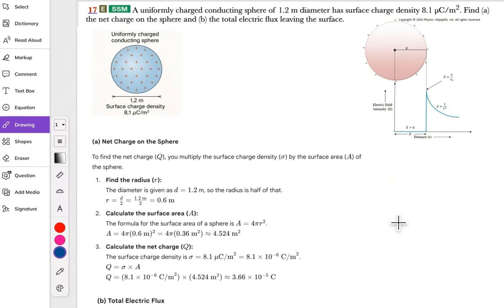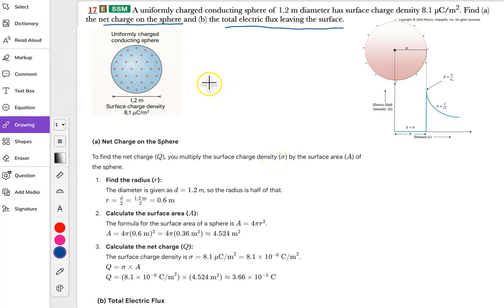This is a uniformly charged conducting sphere of 1.2 meters, so we see that's its diameter. It has a surface charge density of about 8.1 microcoulombs per meter squared. So they want us to find the net charge on the sphere and the total electric flux leaving the sphere. So to find that net charge, we're going to have to multiply our charge density and the surface area of the sphere.